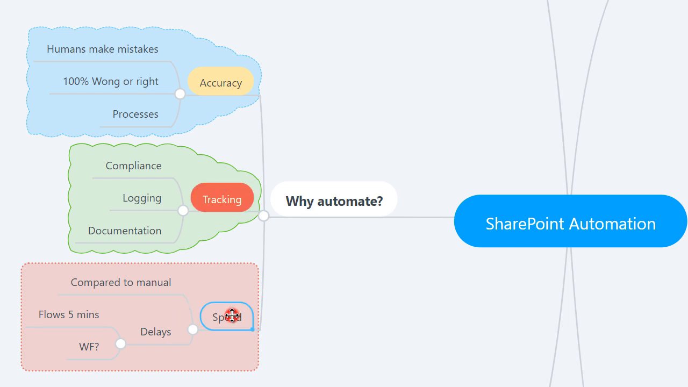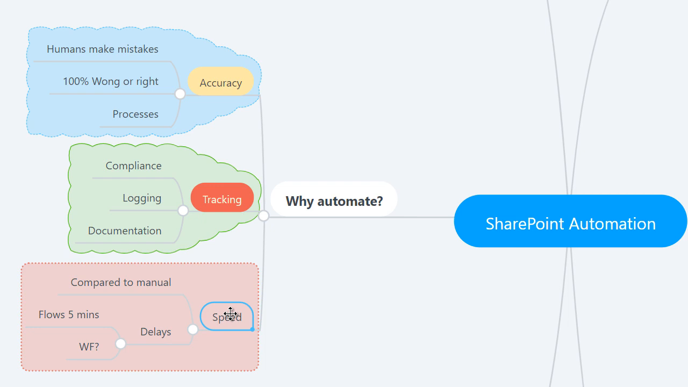Now, the third reason to automate is speed. And that is, of course, speed compared to doing it manually. And when you automate things in SharePoint, you can, of course, do the same thing over and over again. That takes time to do manually. A script or a workflow or a flow will do that much, much quicker.